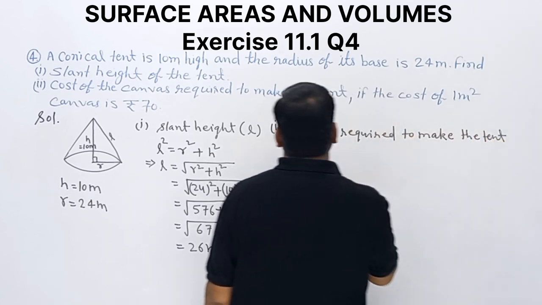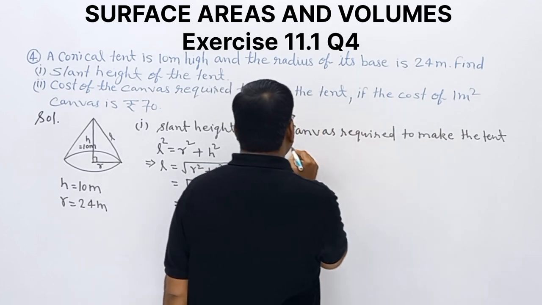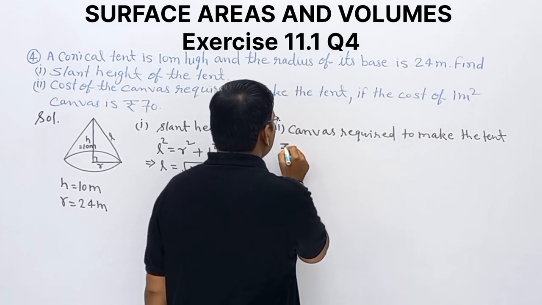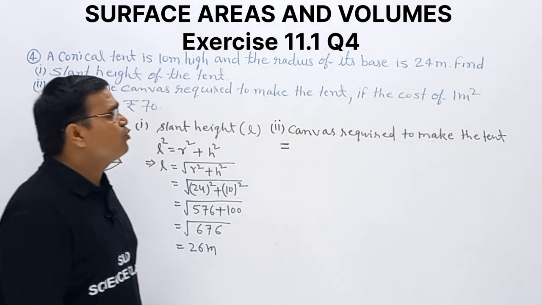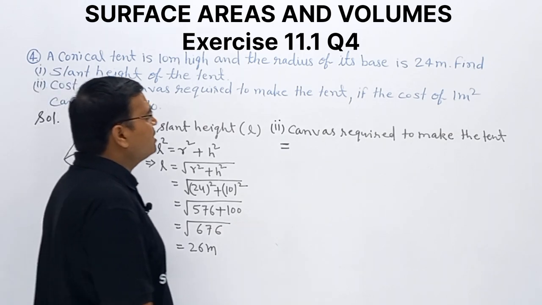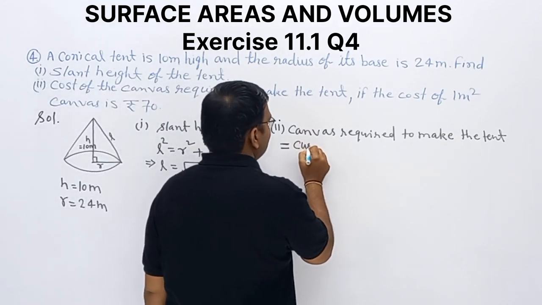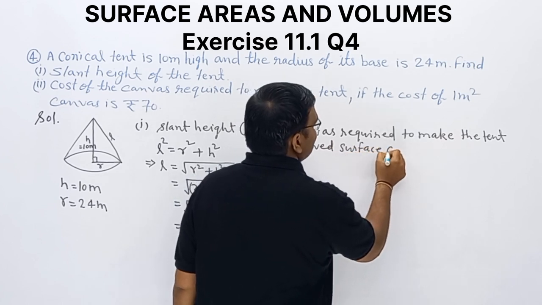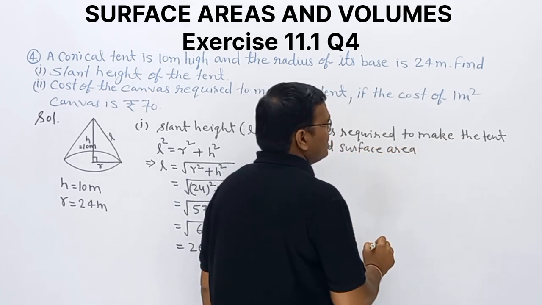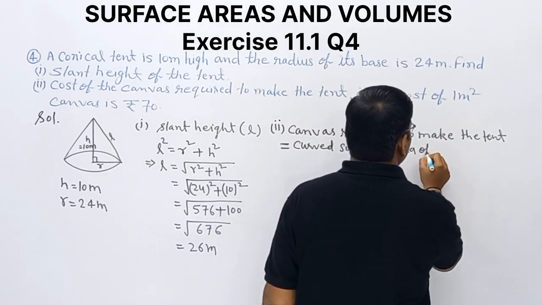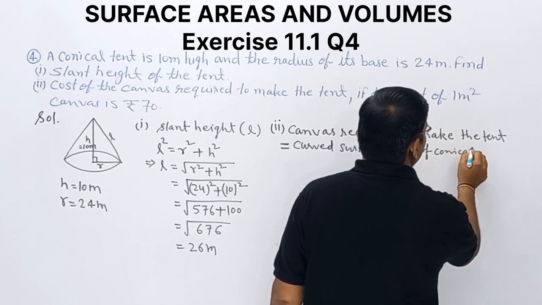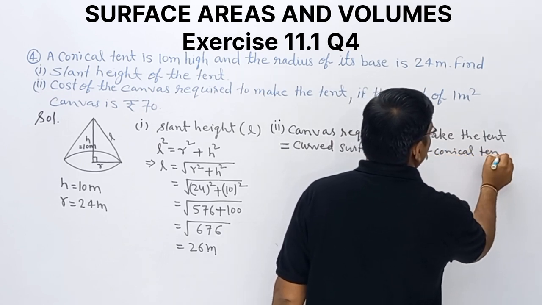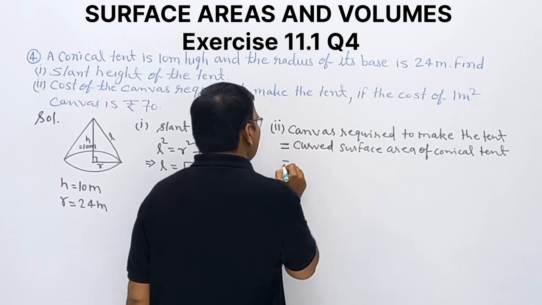Canvas required to make the tent. Canvas, what canvas? Canvas required to make the tent is what? Curved surface area is equal to curved surface area of the conical tent, the curved surface area of a cone.